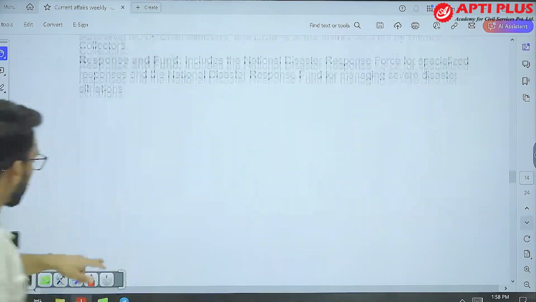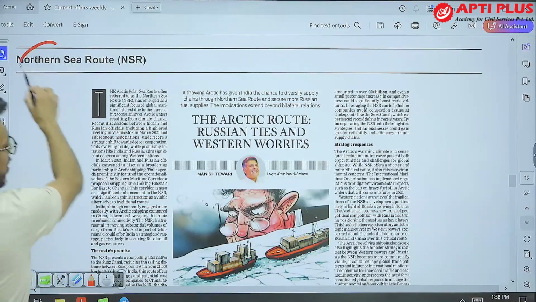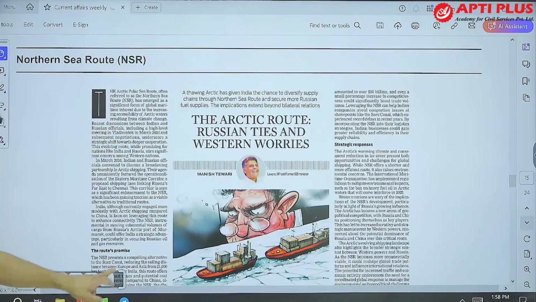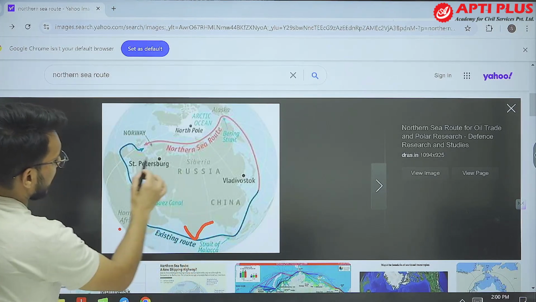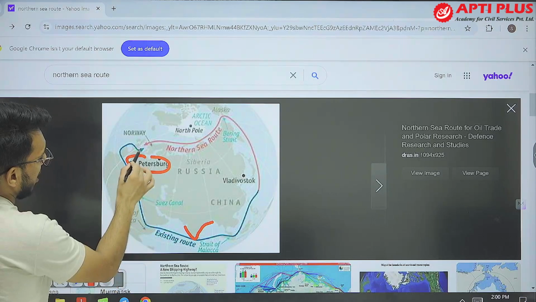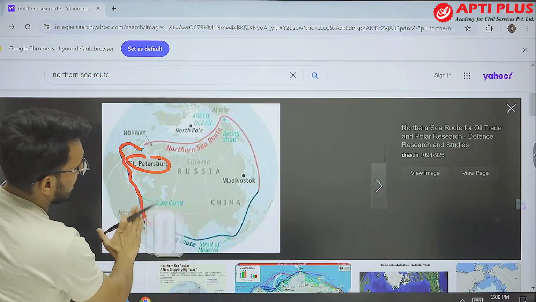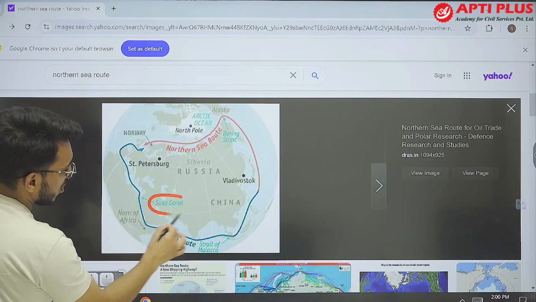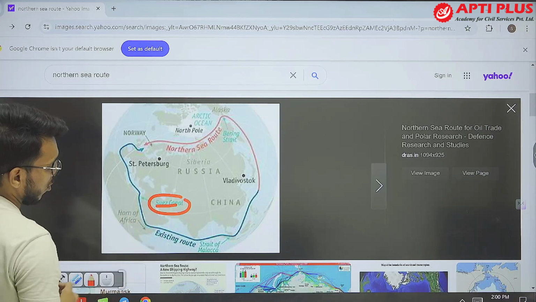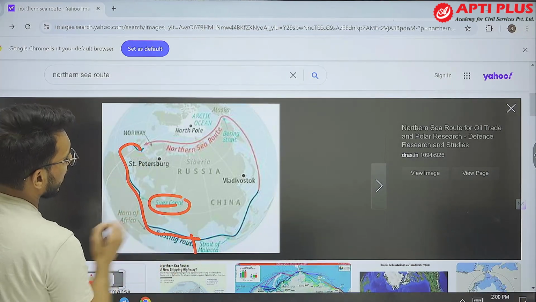Okay, now moving on. The next article that we have here is on the Northern Sea Route. Here, if you see, we have India, and here we have St. Petersburg. Now, this is the existing route if trade is to be carried. This particular trade route goes through the Suez Canal, and it happens to be a very long trade route.